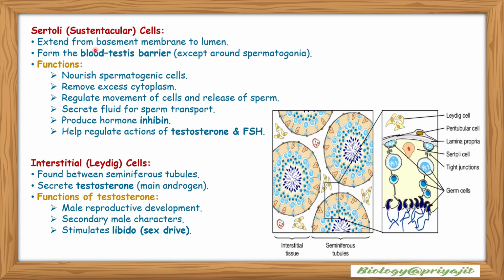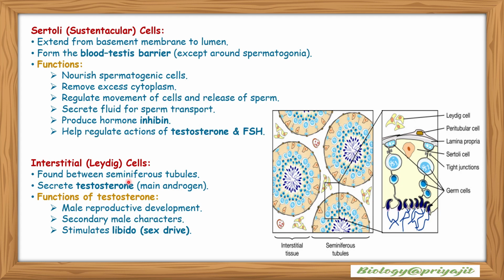Sertoli or sustentacular cells extend from the basement membrane to the lumen. They form the blood testis barrier except around spermatogonia. Their functions are: nourish spermatogenic cells, remove excess cytoplasm, regulate movement of cells and release of sperm, secrete fluid for sperm transport, produce the hormone inhibin, and help regulate the actions of testosterone and FSH.